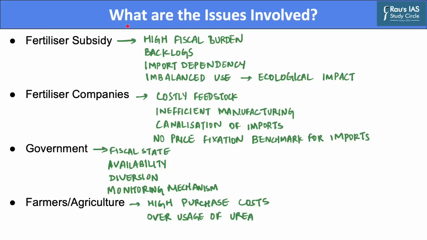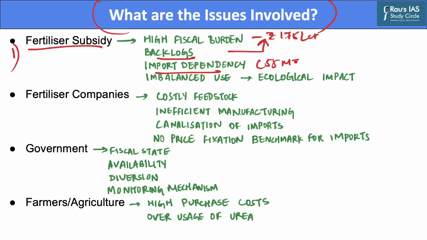Now, what are the issues involved regarding fertilizers in India? The first and the most highlighted issue is the fertilizer subsidy, as the government has a high fiscal burden of rupees 1.75 lakh crores every year. Also, there is a large unpaid subsidy backlog that questions the sustainability of this current regime. Further, there is an import dependency to meet the domestic requirement of the fertilizers, as India consumes about 55 million metric ton annually and only 72% of this requirement is produced domestically.